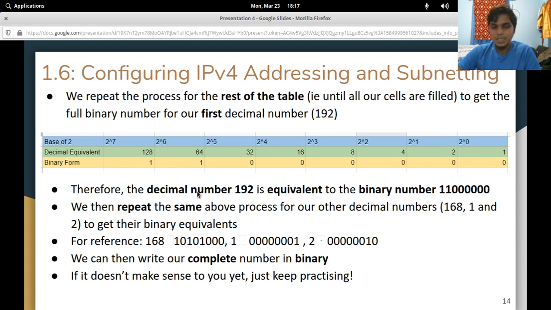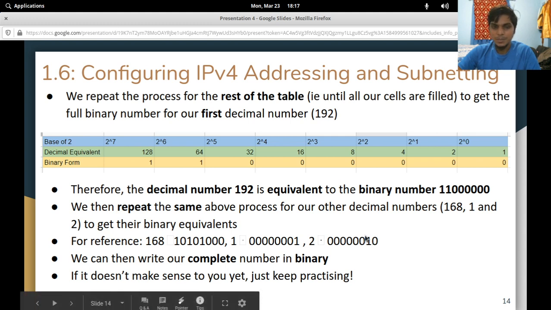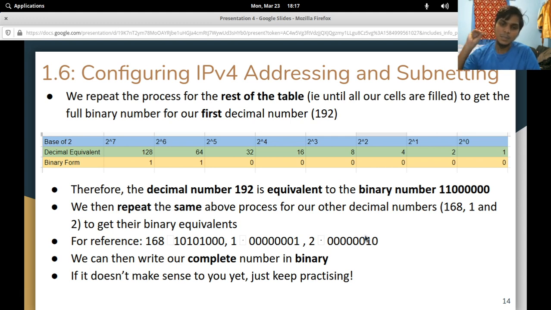And then therefore the decimal number 192 is equivalent to the binary number 11000000. We then repeat the same above process for other decimal numbers 168, 1, and 2, and we get all of their binary equivalents, and then we write our complete number in binary. So by now I hope at least this part makes sense to you.